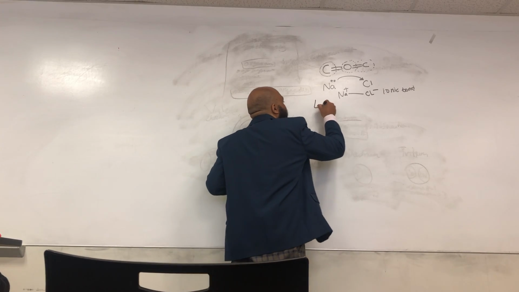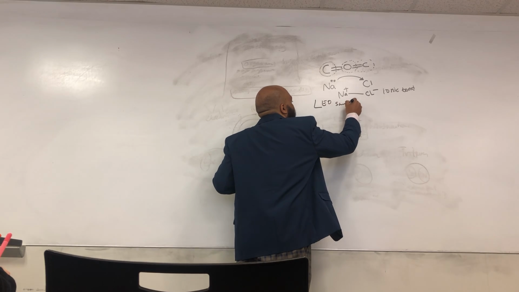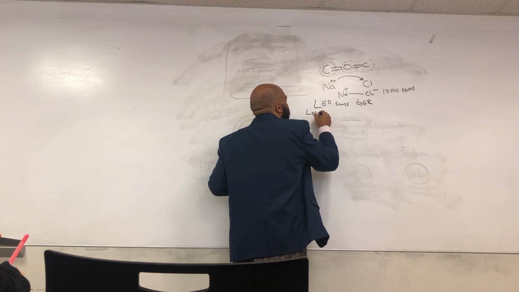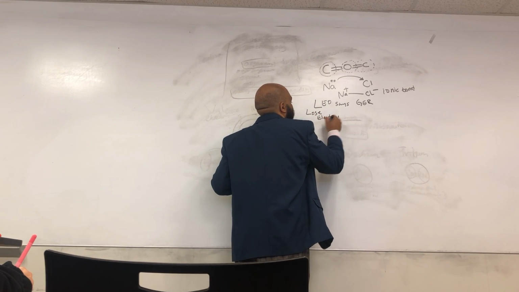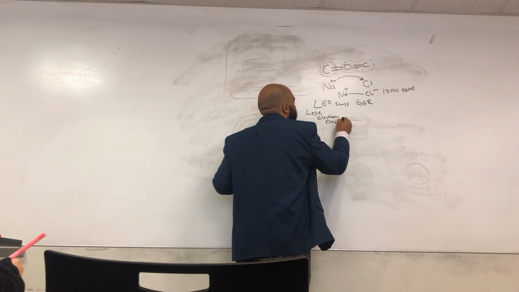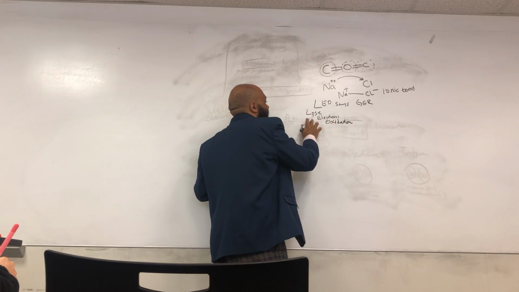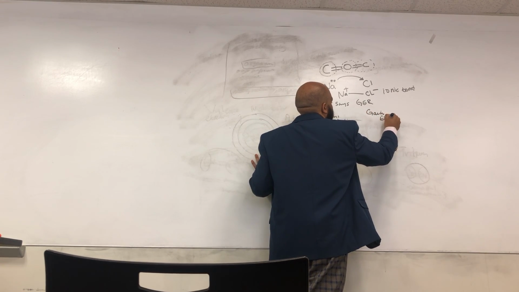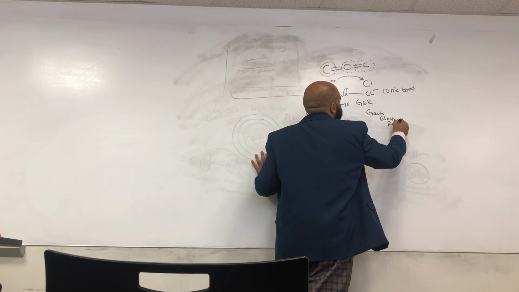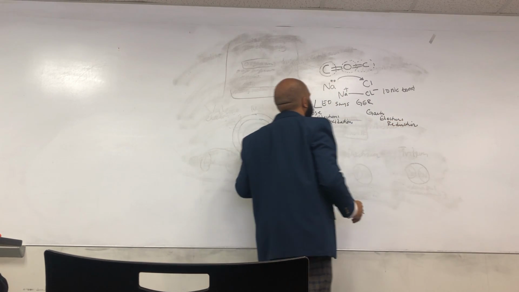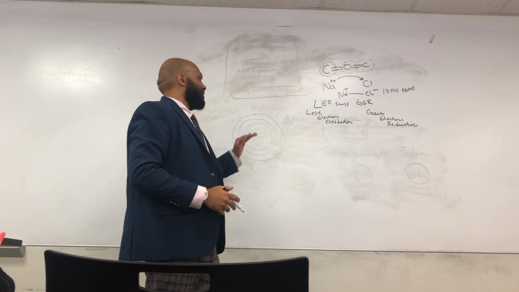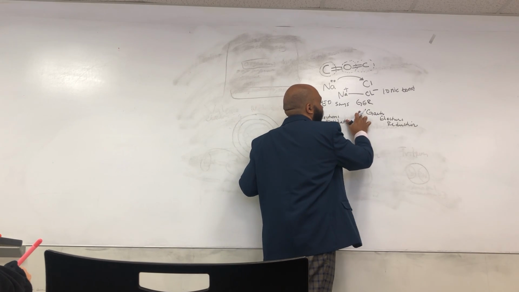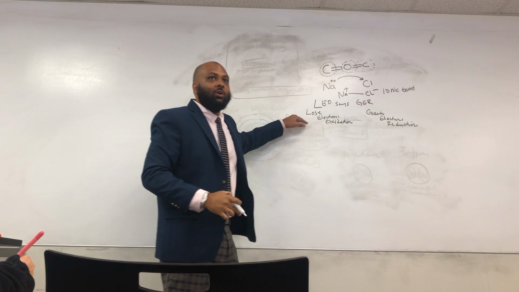LEO says GER. LEO says GER. LEO is lose electron oxidation. Lose electron oxidation. Gain electron reduction. Lose electron oxidation. Gain electron reduction. So according to this law, LEO says GER.